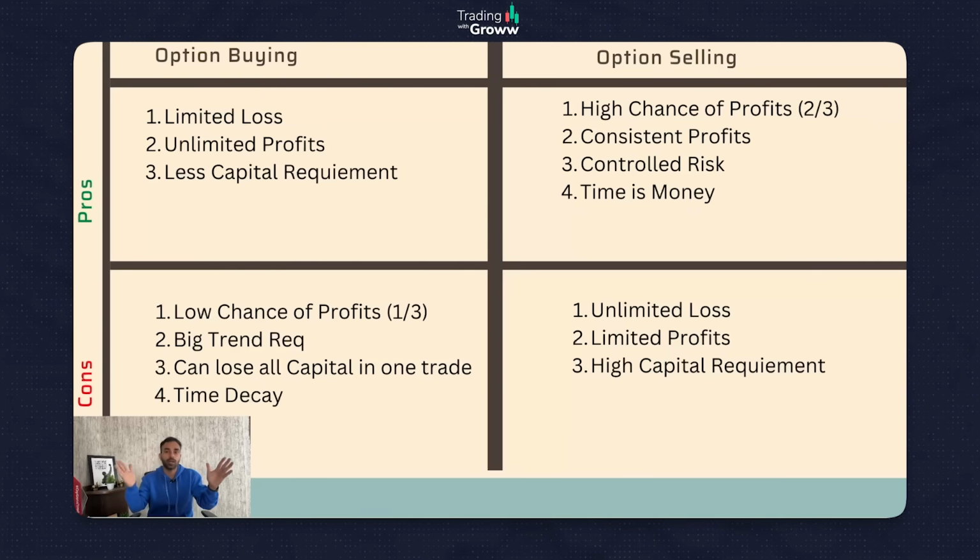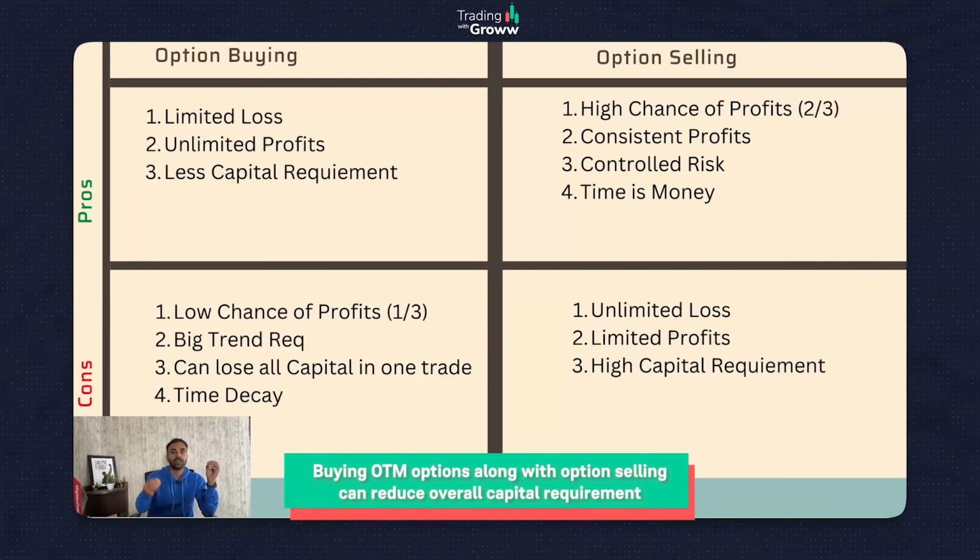So as long as the market is trading in a very tight range, you tend to make profits with option selling. And you have a controlled risk. Even though it says that overall option buying is limited risk, option selling is unlimited risk. If you have a predefined stop loss or if you use any specific hedge, your overall risk is totally controlled. And even though the capital requirement is relatively higher in option selling because of a huge margin, you can buy these OTM options to reduce the overall capital requirement.